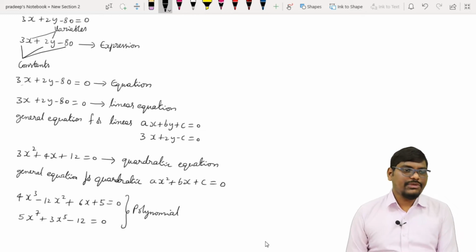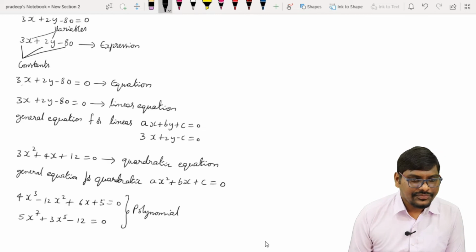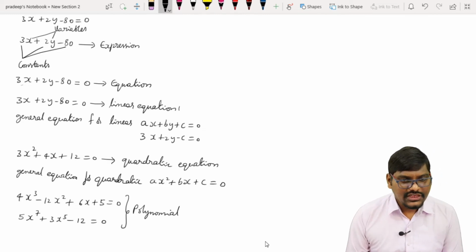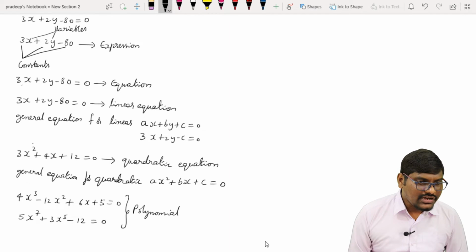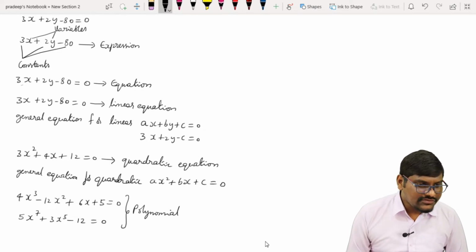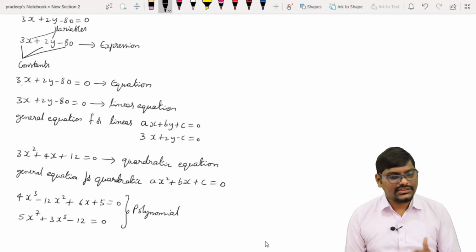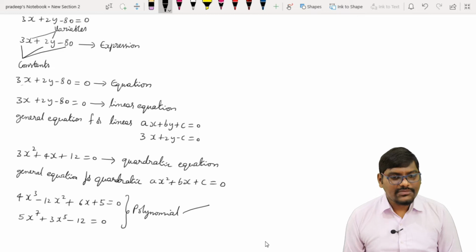Okay, so let's repeat one more time. Whenever the power is only 1, that is a linear equation. Whenever the power is 2, that is a quadratic equation. Whenever the power is more than 2, it can be 3, 4, 5, anything, that sort of equation we call a polynomial.